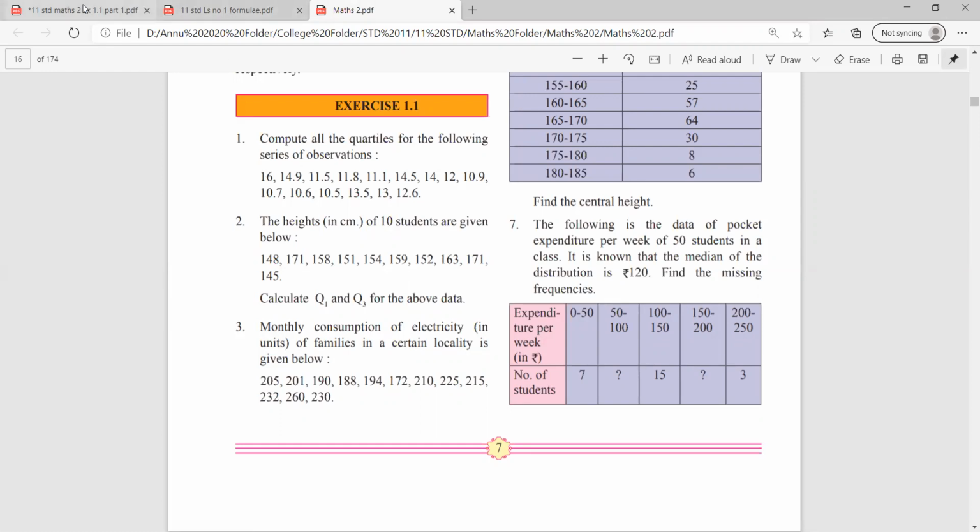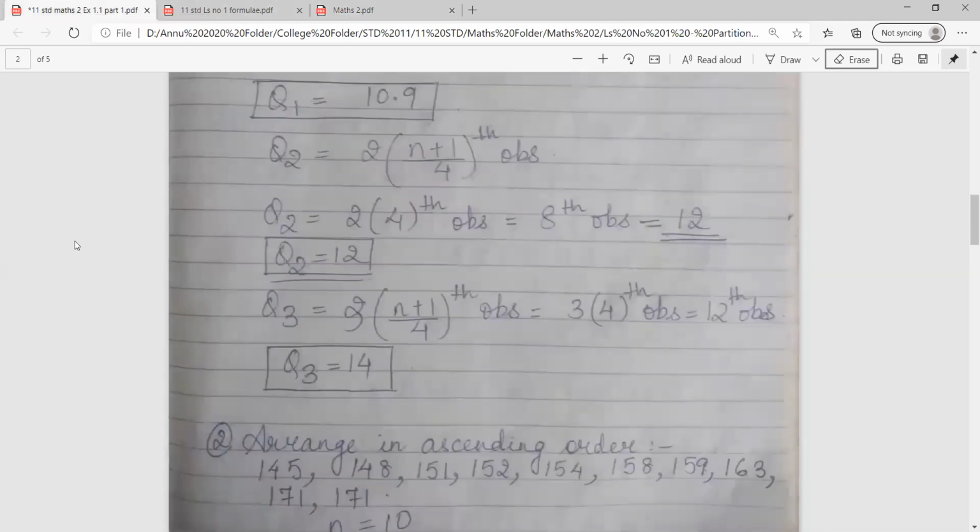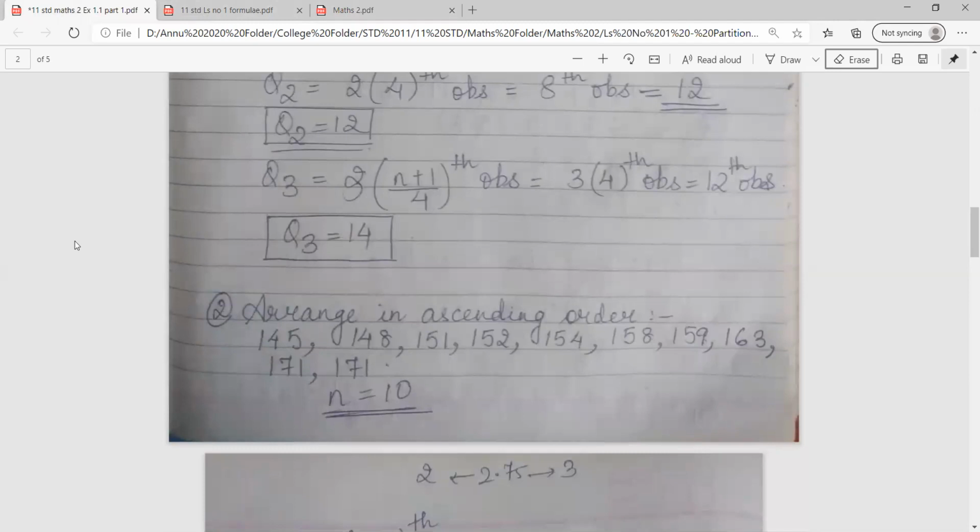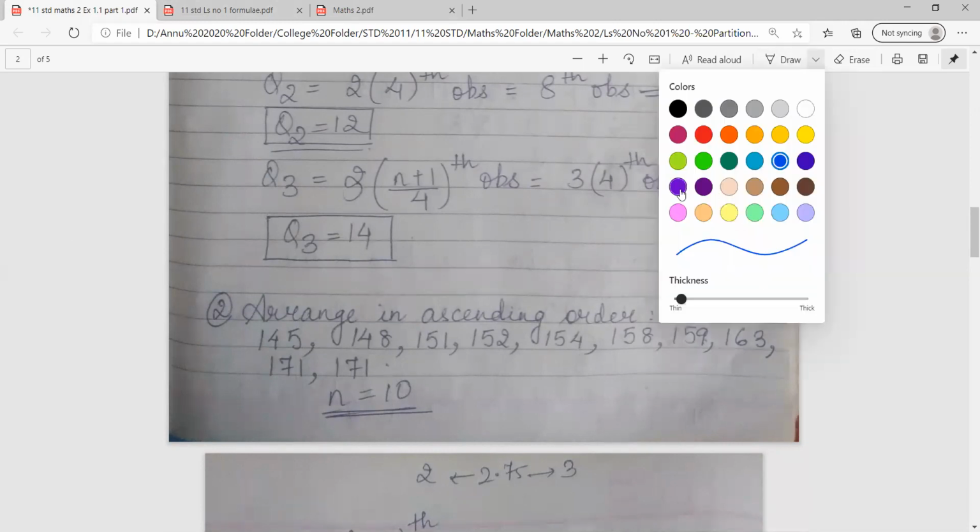Again, you can see the second sum is of raw data. We will arrange it in ascending order like this, starting from 145, 148, 151, 152, and so on. Now in this sum, if you observe, class, 171 is repeated twice, correct?